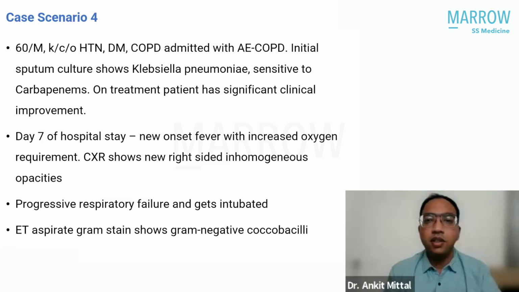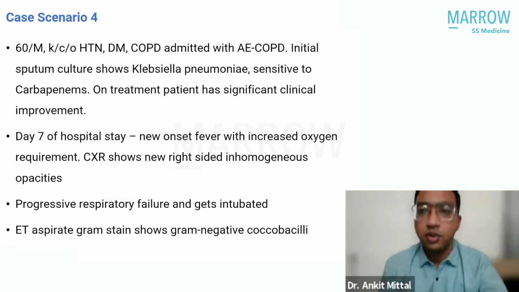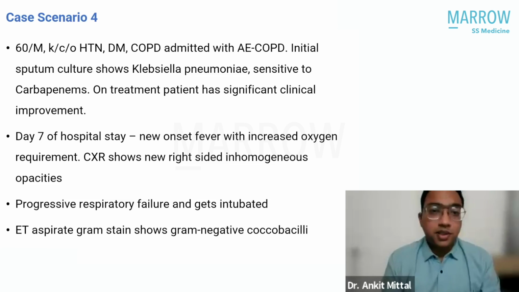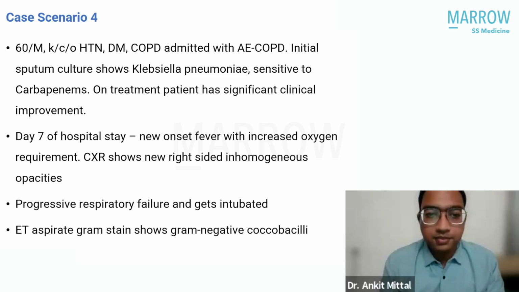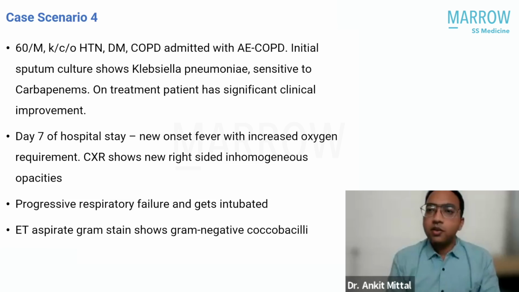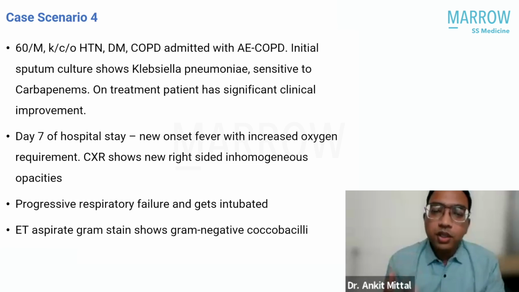On day 7, he has a new onset fever with increased oxygen requirement. Chest X-ray shows new right-sided inhomogeneous opacities, with progressive respiratory failure, and he gets intubated. So it looks like a hospital-acquired pneumonia in a patient with all the comorbidities listed. Now we send an ET aspirate, and the gram stain is showing gram-negative coccobacilli. So whenever you're seeing gram-negative coccobacilli, what should it ring in your mind?